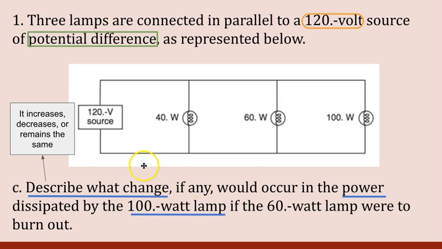So I want to know what's going to happen to the power in the 100-watt light bulb if the 60-watt light bulb were to burn out. So we could just mentally cross out this 60-watt light bulb. The whole point of a parallel circuit in general is that each branch does not affect the other branches. So when you get a question like this for a parallel circuit, typically the answer is nothing changes.